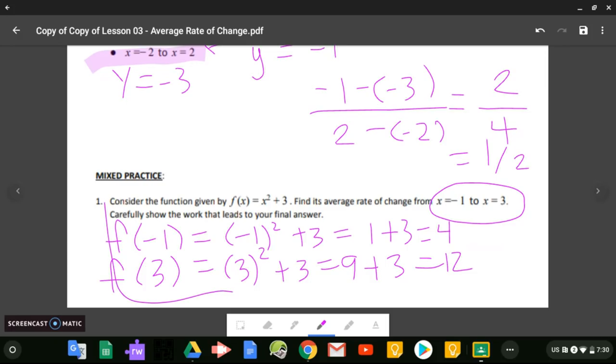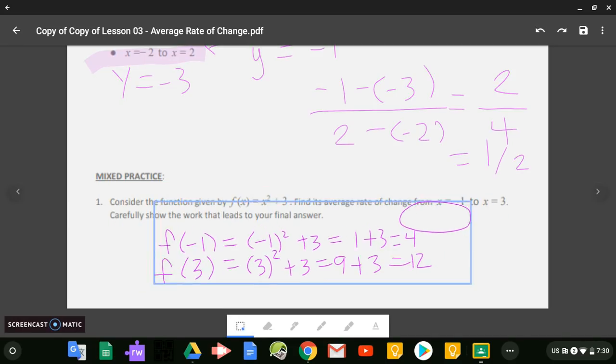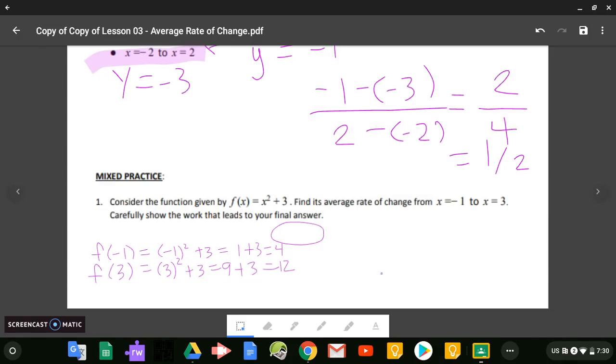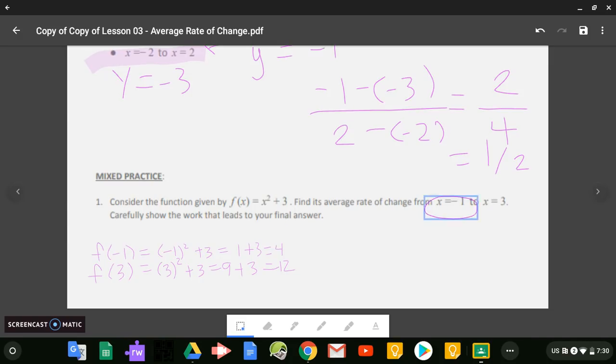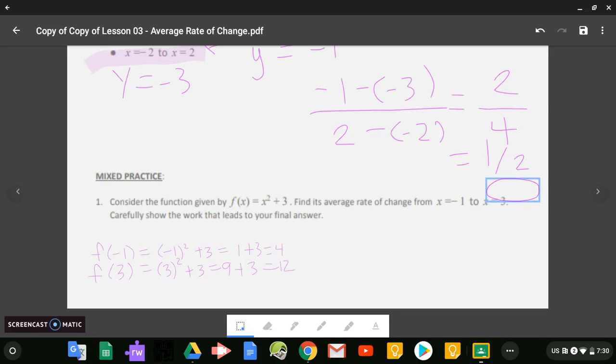Let's undo that. After we have our y values, we can then find our x values that go with them. Oh, wow.